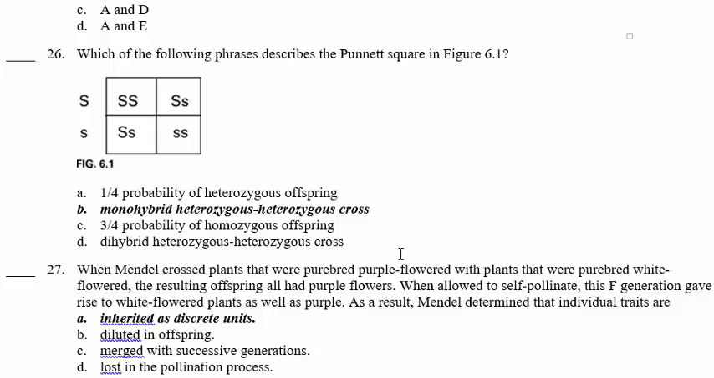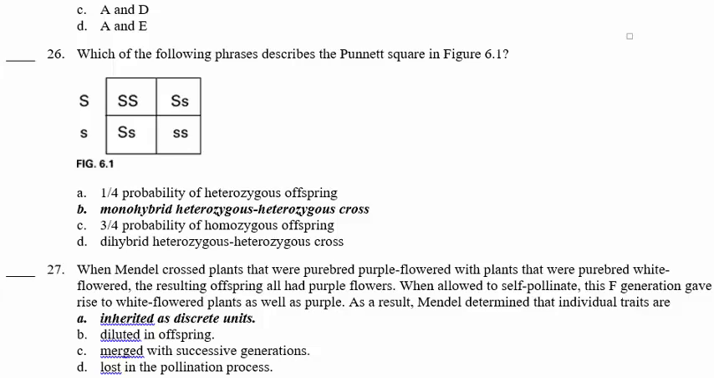26. Which of the following phrases describes the Punnett square in figure 6.1? So let's look at the Punnett square. We have here one parent and we do not have the other parent, but let's look at the offspring. These offspring are dominant, and only 25% show the recessive trait. So it is called a monohybrid heterozygous cross, because these are heterozygous, okay, and monohybrid because we are only testing against one trait.